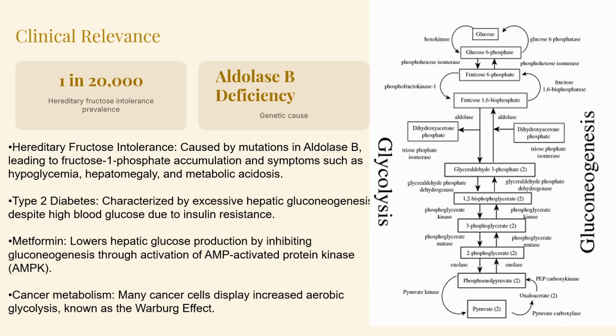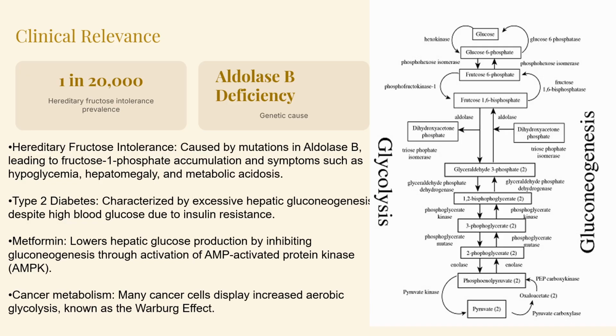Another clinically important condition is type 2 diabetes. In this disease, tissues become resistant to the effects of insulin, and even though blood glucose levels are already elevated, the liver continues to produce glucose through gluconeogenesis. Normally, insulin suppresses the expression of gluconeogenic enzymes, but in insulin resistance, this suppression becomes impaired. As a result, excessive hepatic glucose production contributes to persistent hyperglycemia.